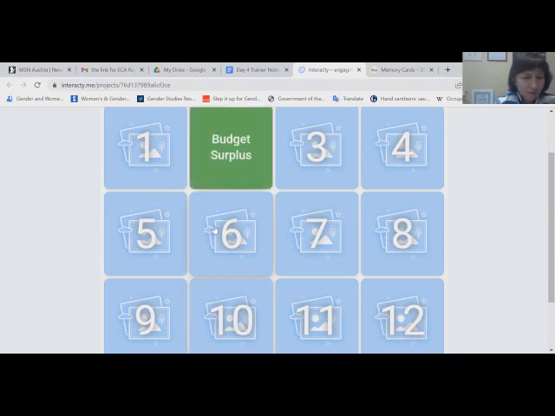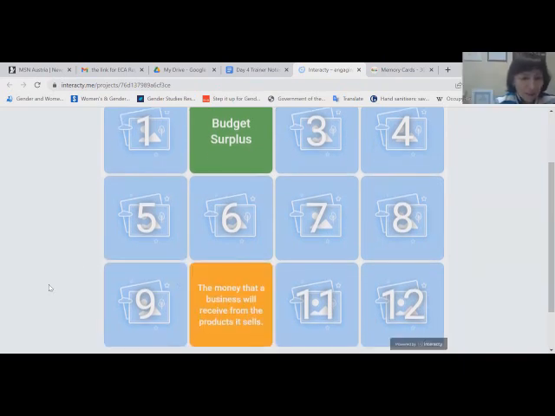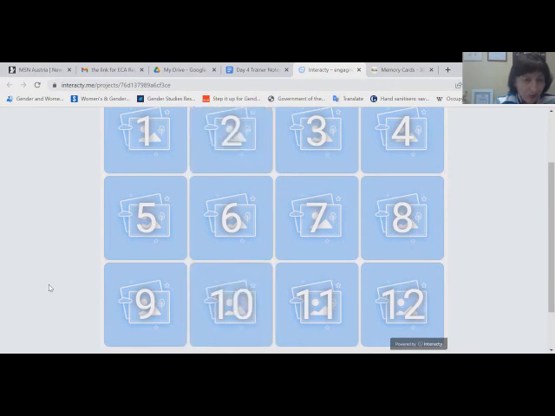2 and 10. And please, whenever I open a card, try to read aloud. Can you see it well? Budget surplus. Of the money that a business will receive from the product itself. Okay, so it turned around. So it seems that they were not a match.